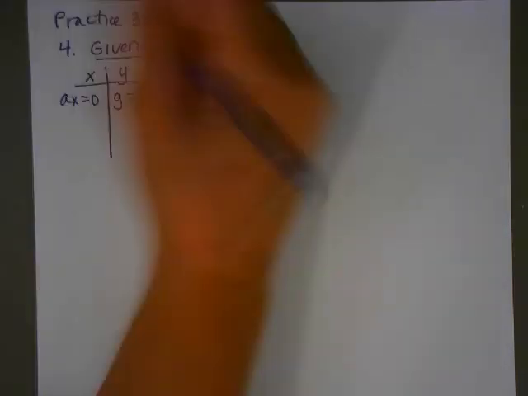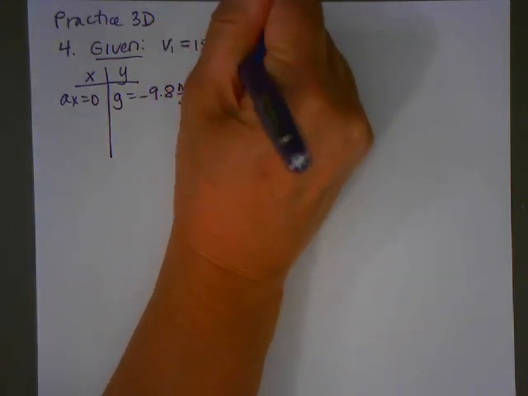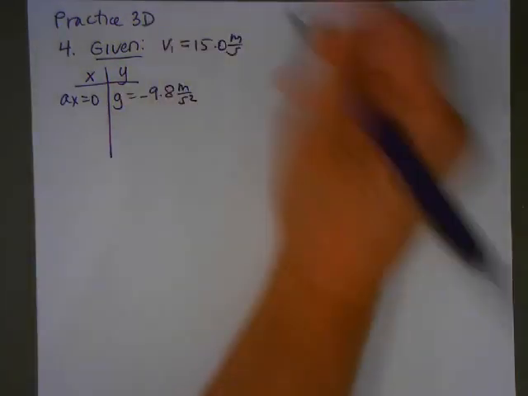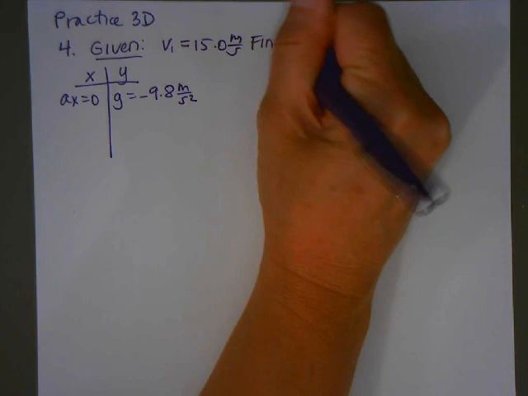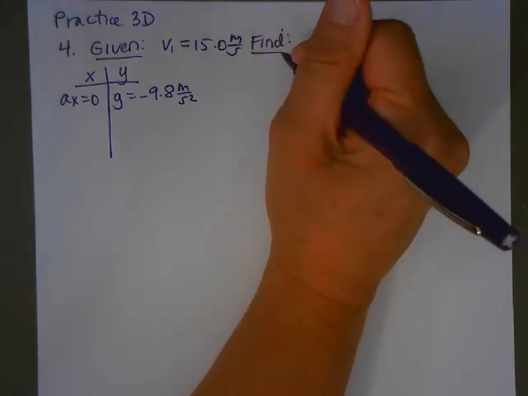We know that the initial velocity is 15 and the stone hits the ground 47 meters from the base of the cliff. How high is the cliff? So we want to find y.